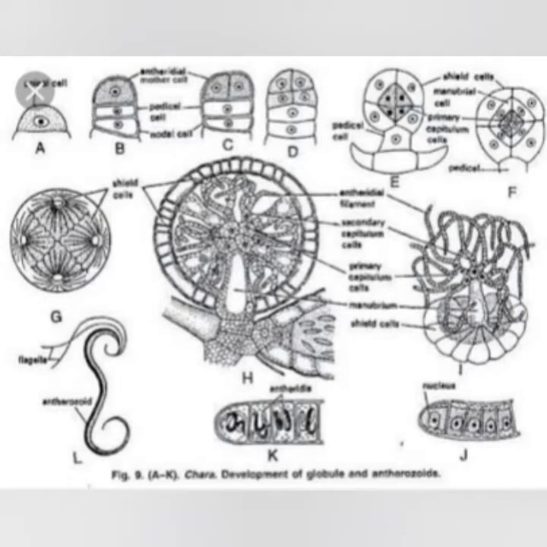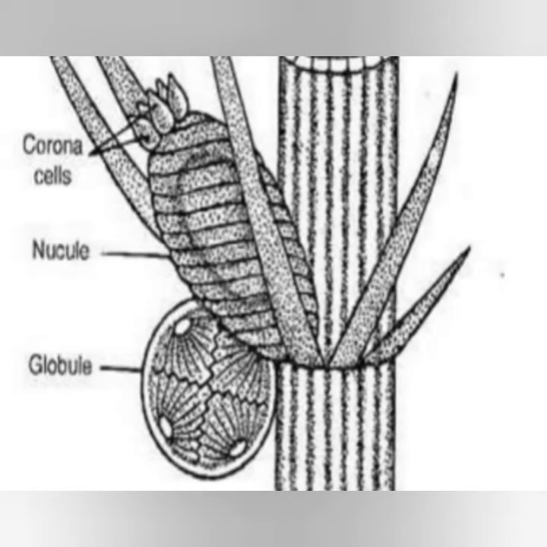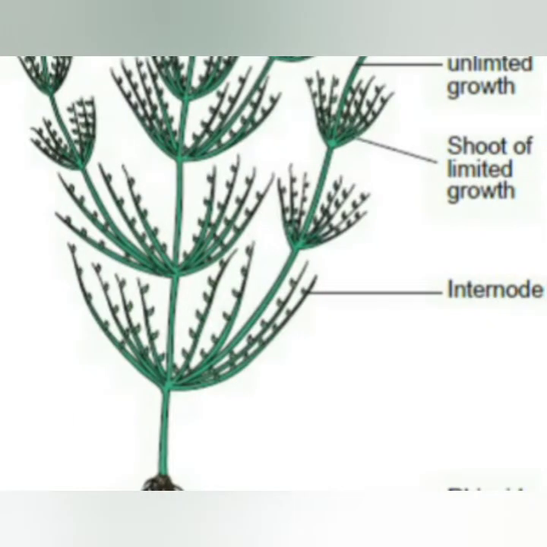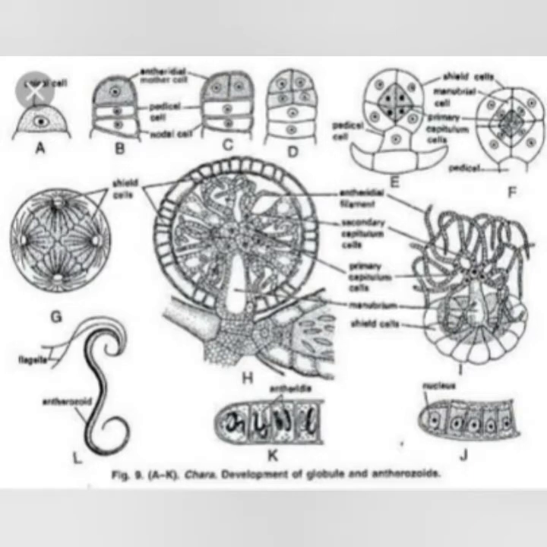So if the structure of the globule is clear, now we will study the development. How is this globule, or the antheridium, developed? As I had mentioned earlier, when you see this globule, it develops on the node of the limited branch. It forms on the node of the limited branch. Now, a peripheral adaxial cell of the node will function as the antheridial initial cell.